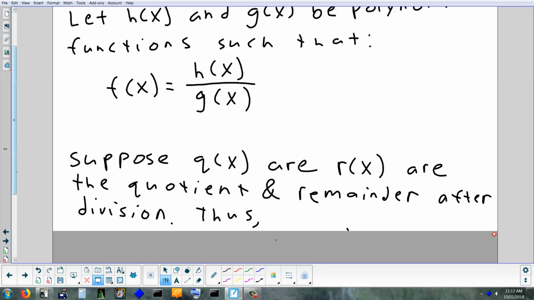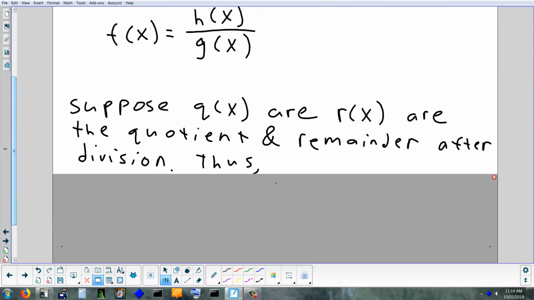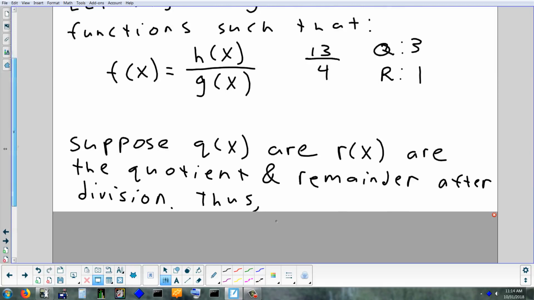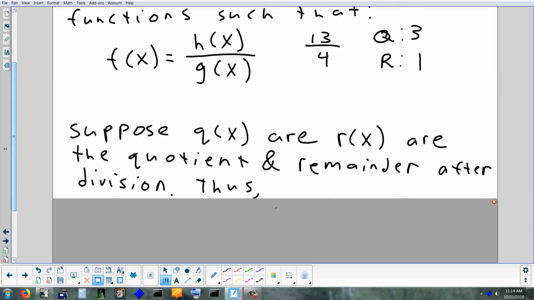Okay, so remember how we can write our answer. Let me, for a second, just pretend f, h, and g are all numbers. So let's go back to like a third grade kind of problem. Let's say we had 13 divided by 4. All right, if I do that out, what's my quotient? Yep. 3. And what's my remainder? 1. So I can take that answer that I have here with q colon r colon.